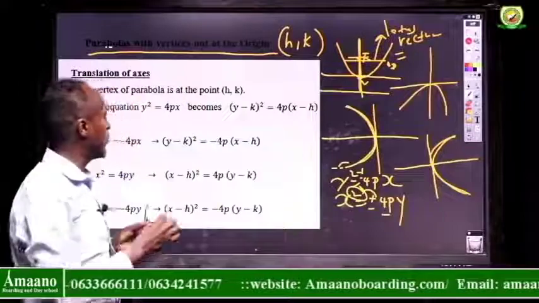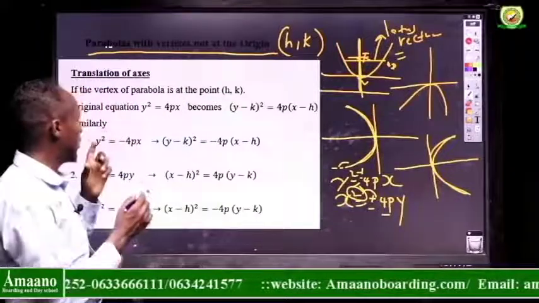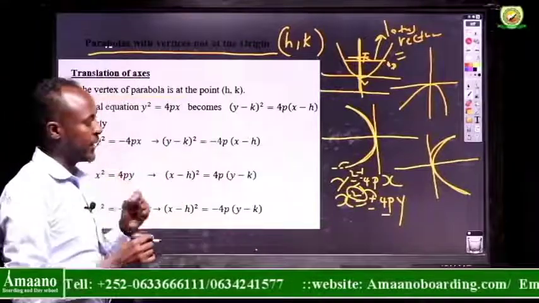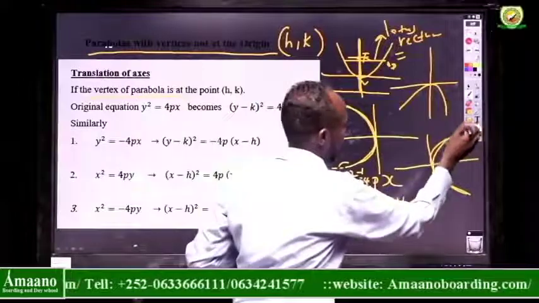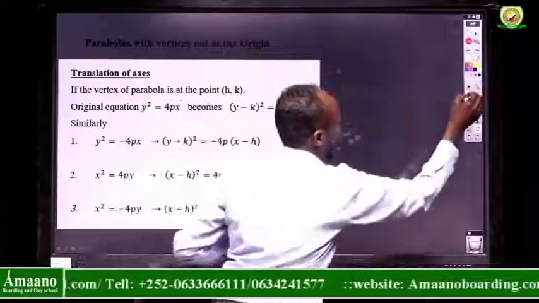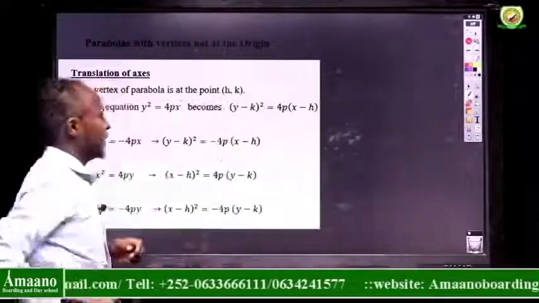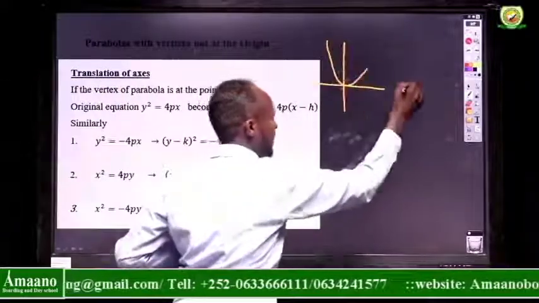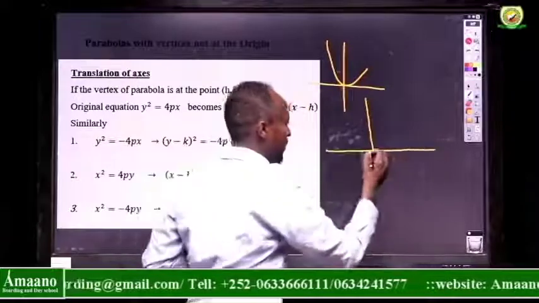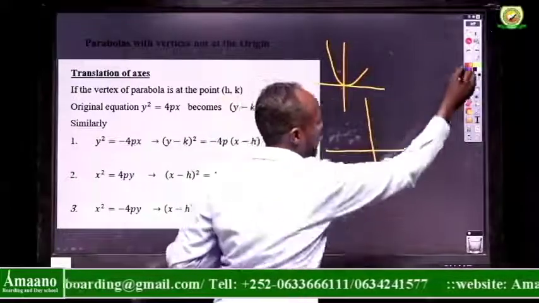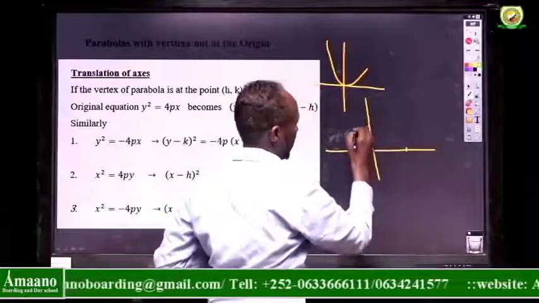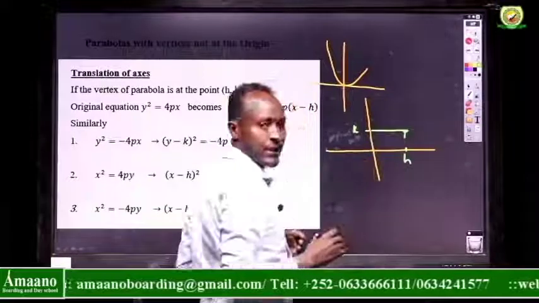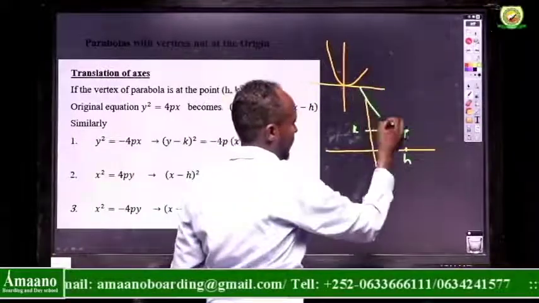Therefore, in today's lesson we will do some translations of the vertex. Look, if the vertex of a parabola is at the point h and k, the previous parabola's vertex was the center, but if we translate, it moves. The center goes to h and k. k is from y and h is from x. Look, this is the vertex, and it concaves up.